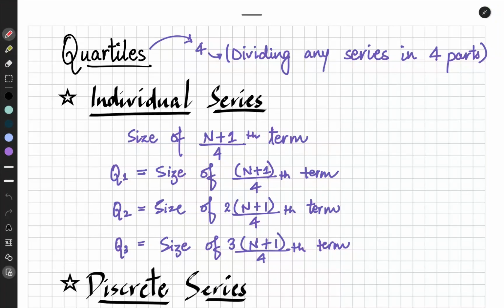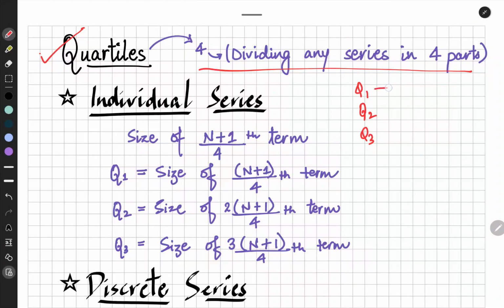So, today in this video, we will be revising some formulas of quartiles. So, what are quartiles? Quartiles are those values which divide any series in four equal parts. There are three quartiles Q1, Q2, and Q3.